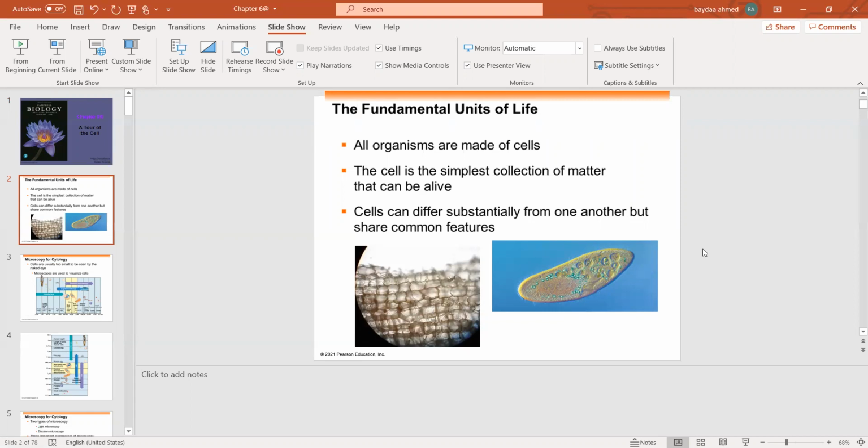But credit for developing the cell theory is usually given to two scientists, Theodor Schwann and Matthias Schleiden, in 1839. They stated that all living organisms are composed of one or more cells. The cell is the most basic unit of life. All cells arise only from pre-existing cells by division.